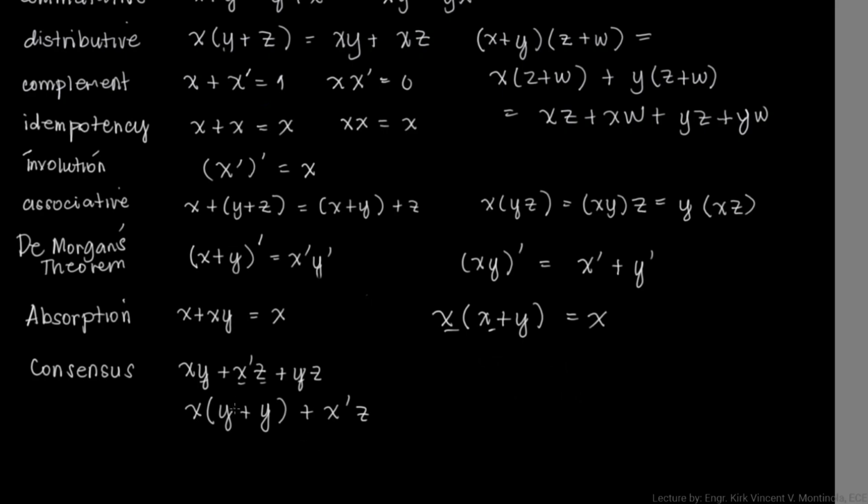Oh, sorry, I'll be factoring the y, right? Yes, I am supposed to factor y. So the result would be y times (x plus z), and then plus x prime z. So there's nothing you can simplify here.